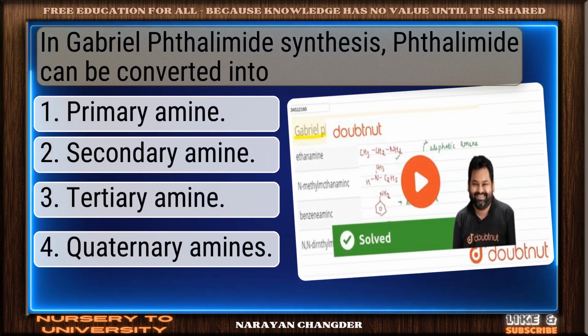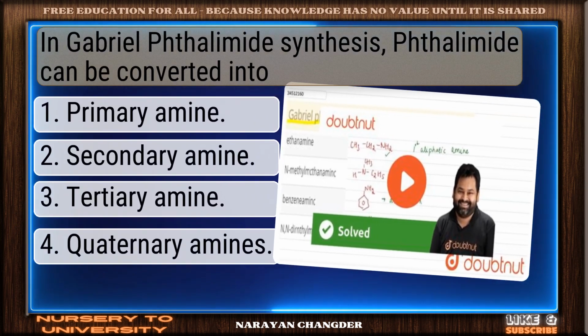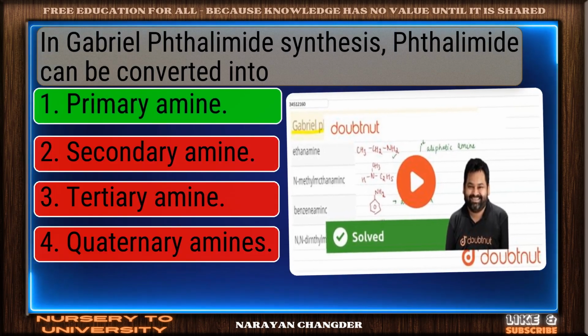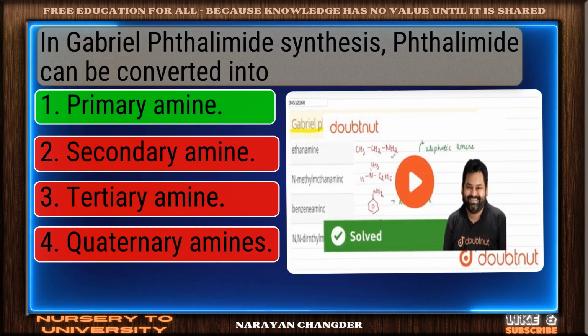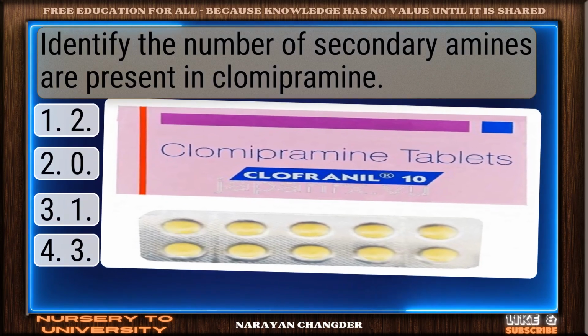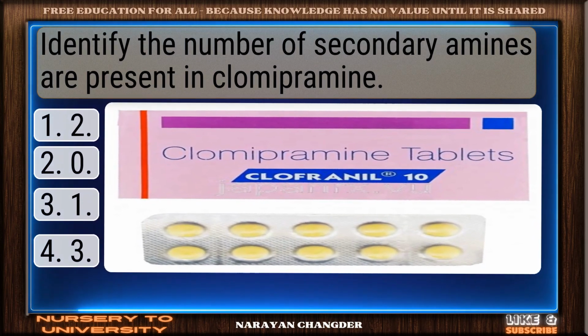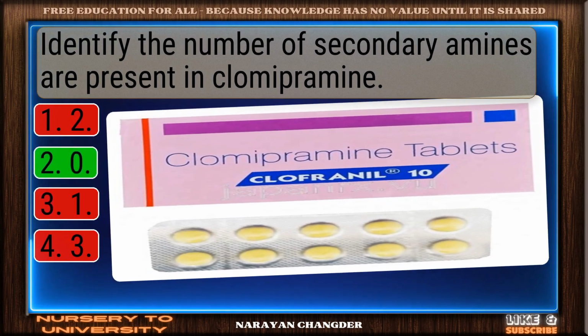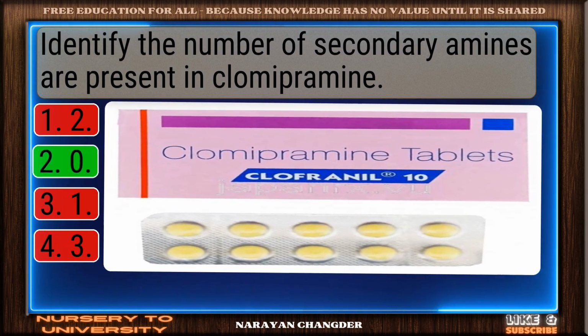In Gabriel phthalimide synthesis, phthalimide can be converted into... Nicely done. Primary amine is a solid answer. Identify the number of secondary amines present in clomipramine. Bravo, zero is the answer.